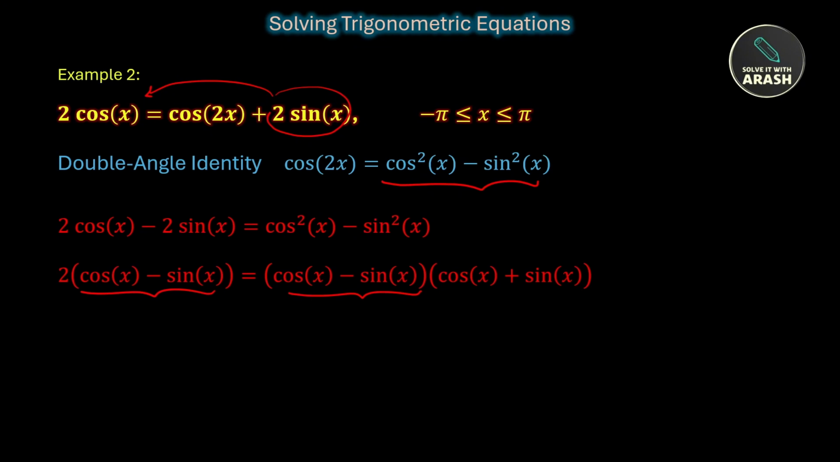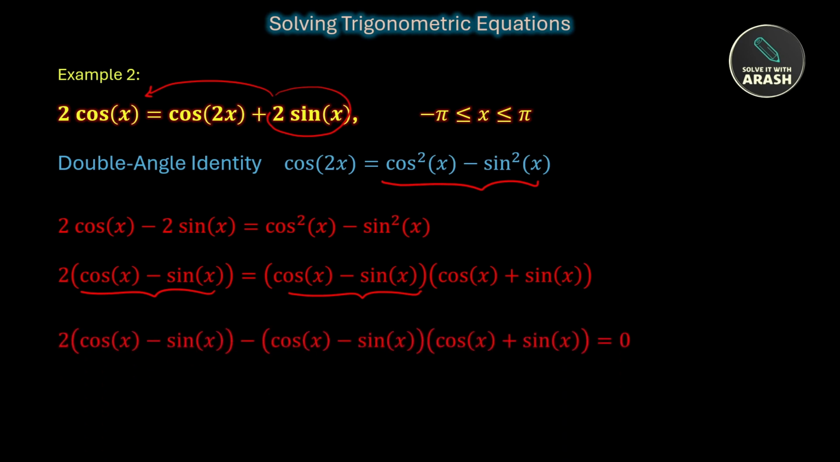Instead of that, bring everything to one side of the equation. In this case, I would like to bring everything to the left-hand side. And then afterwards, we will factor this common factor. So let's do it step by step. Bring everything to one side. We're going to have this equation: 2 times this common factor minus the same common factor times (cosine plus sine) equals 0. Now that we have everything on one side and there is a common factor between these two terms, we can factor out this common factor.